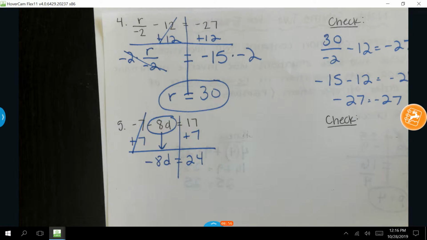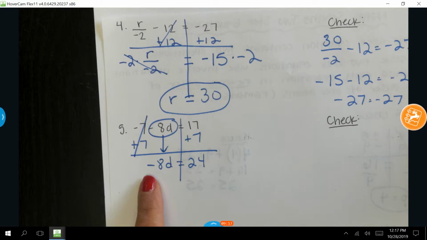Thank you. All right, so you brought down the entire negative 8d. This is what I'm saying, like sometimes when you go to check your answer, say you didn't notice the negative and you brought it down in your answer, it's going to have the wrong sign on it. So sometimes if your check doesn't work, try the other sign because of little things like this. Now what do we do? This means negative 8 times what equals 24? How do we undo multiplication? Division. Divide by what?